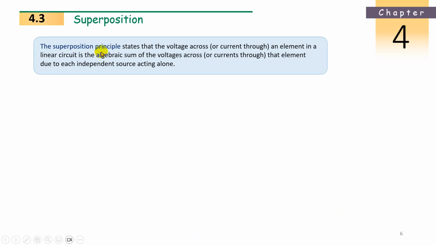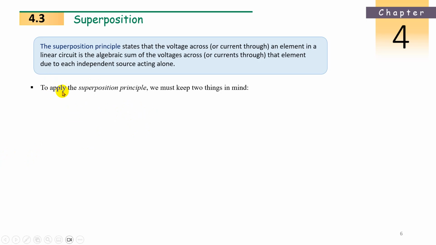Another time I will repeat this. The superposition principle states that the voltage across or current through an element in a linear circuit is the algebraic sum of the voltage across or current through that element due to each independent source acting alone. An independent source may be a current source or a voltage source, anything. So at a time, act only one source. We will see the example.